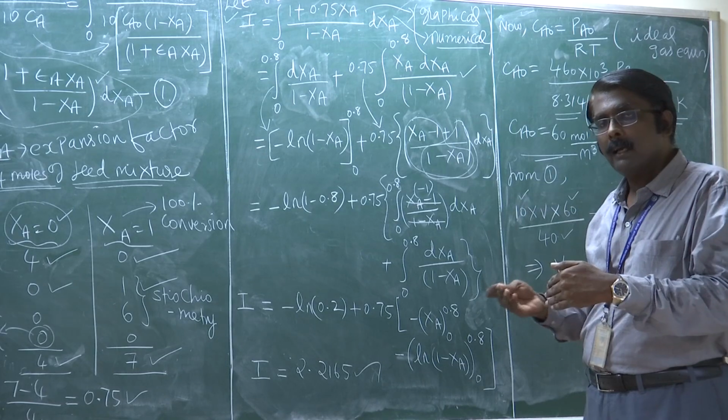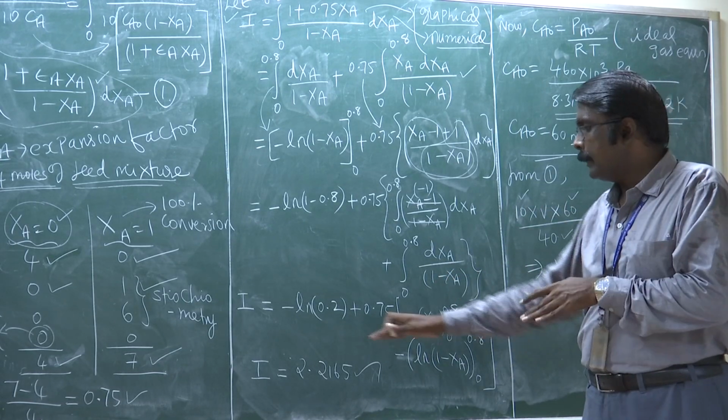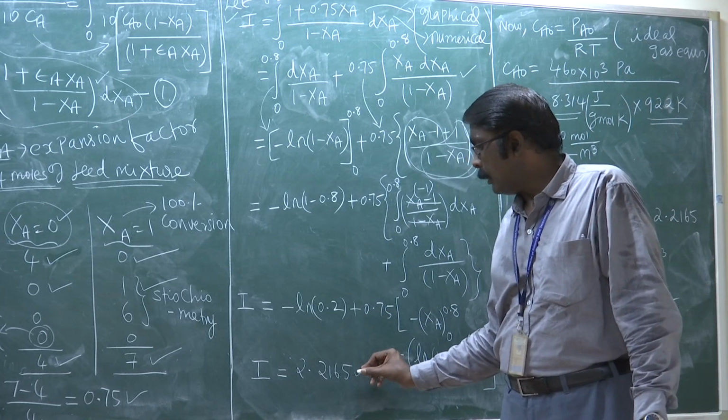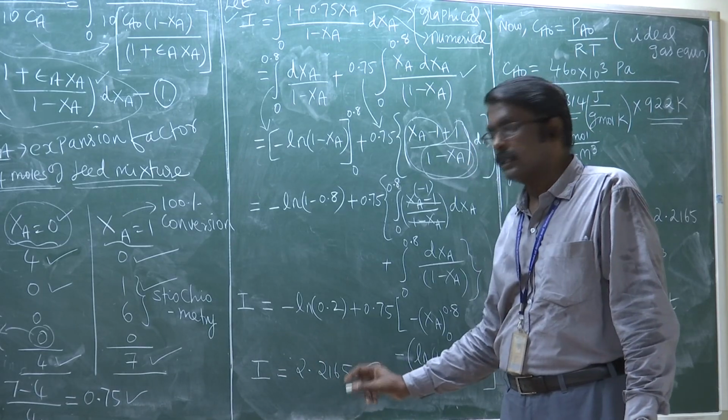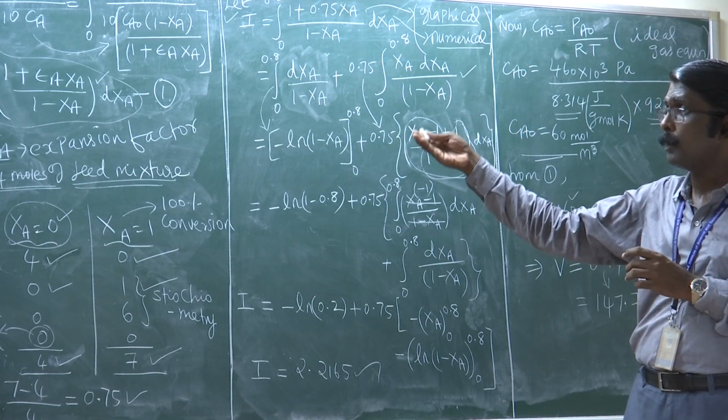So we need to apply the limiting values for the resultant. Upper limit minus lower limit if we apply, and then simplifying all the numerical terms, we are getting the value of the integration as 2.2165. So that is the value of the integration for this problem statement.